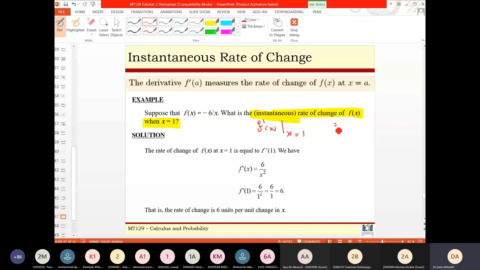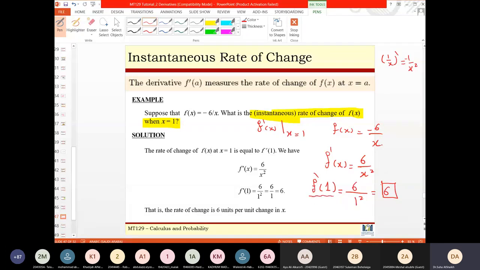So simply, the function is f of x is equal to minus 6 over x. I told you, always remember the derivative of 1 over x is minus 1 over x square. So the derivative of this one is equal to plus 6 over x square. I want it at x equal 1, so I want f dash at 1, which means we change the x with 1. It will be 1 square, 1, and the result is 6. So the instantaneous rate of change of the function at x equal to 1 is equal to 6.